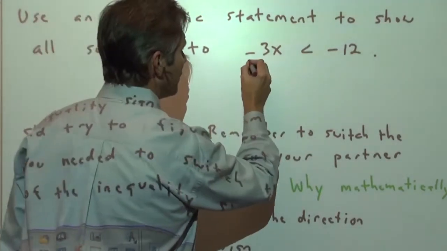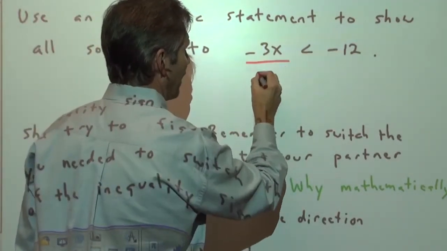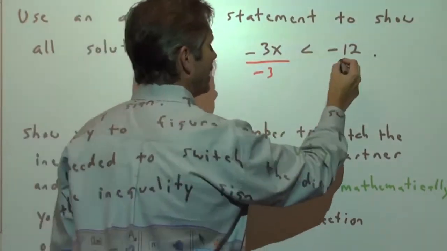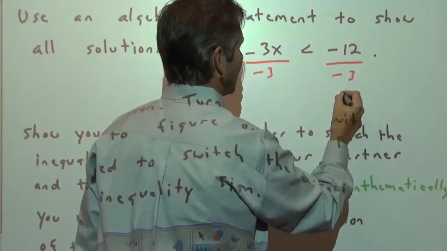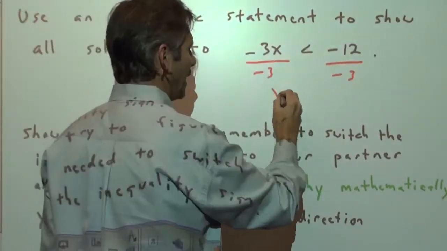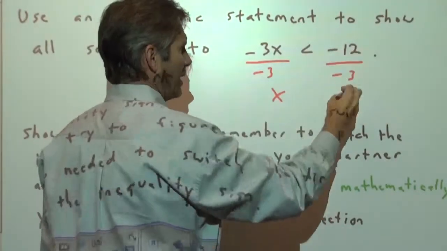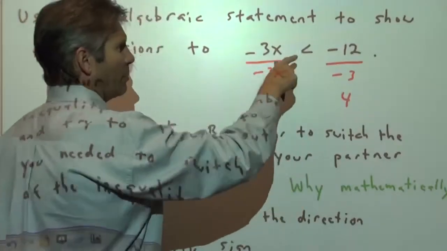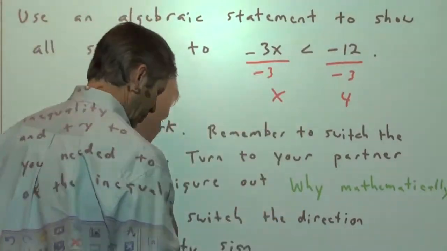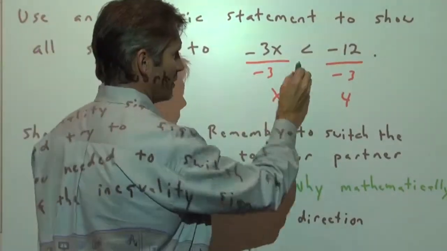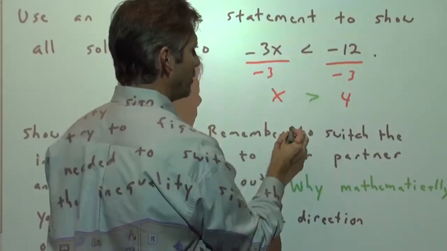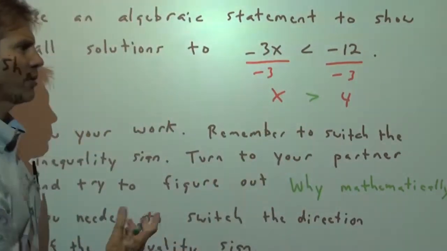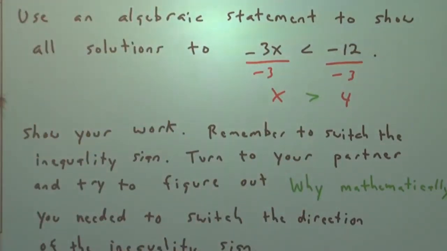So what we're going to do is say I've got to get x by itself. I have to divide by a negative 3. I have to divide this by a negative 3. This is going to give me x. A negative divided by a negative is going to give me 4. But I just divided by a negative, so I have to switch the direction of the inequality sign. So instead of less than, I need it to be greater than. Okay, that's fine. So our final answer is x is greater than 4.